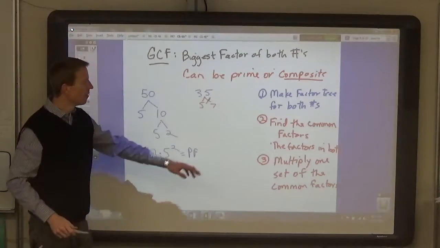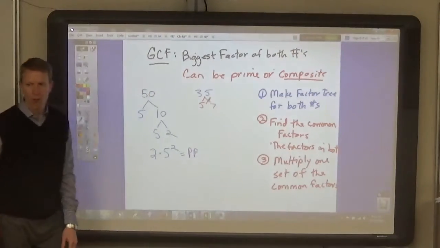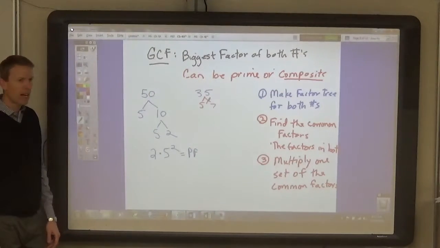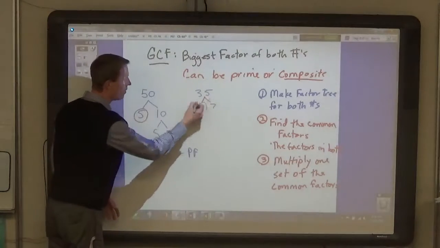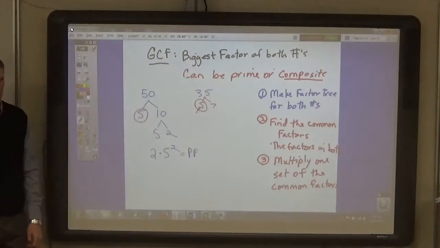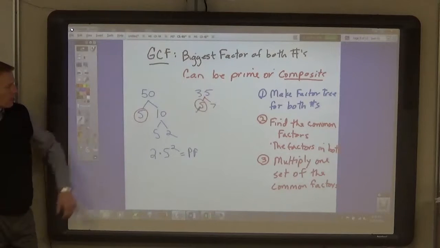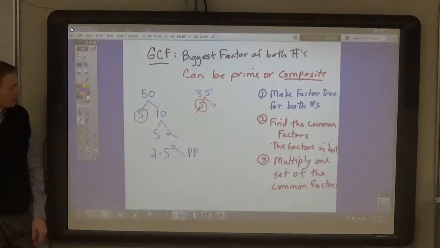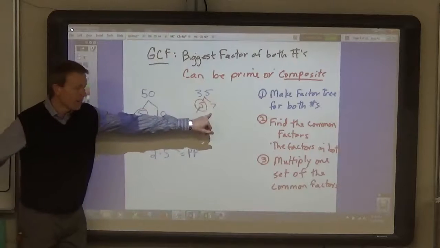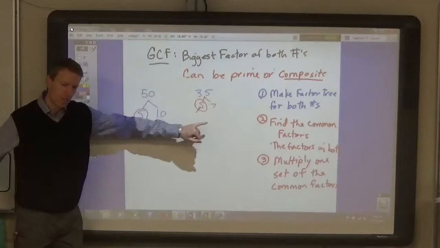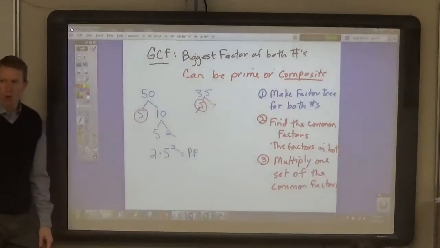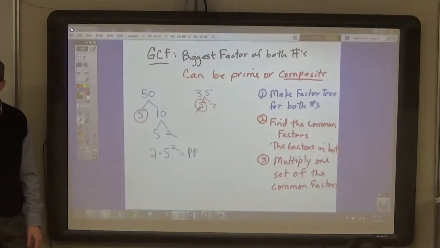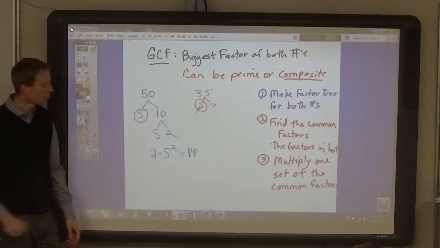Now it says, find the common factors in both numbers. The only common factor in both is 1, 5. So circle those. What about the 5 below it? The 5 below it, there's not another 5 in this one. Okay? So we have to find the common factors in both numbers.